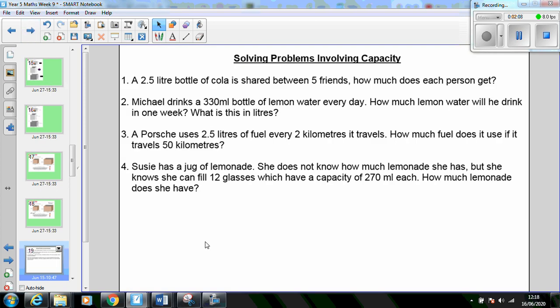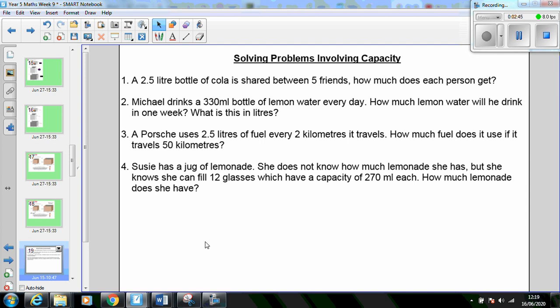Okay, so problems with capacity, and these ones are measured in millilitres and litres. Just read the questions carefully as to what they're wanting your answers to be given in. So for the first question, we've got 2.5 litres of Coke, and it's shared between 5 friends. How much does each person get? Question 2, Michael drinks 330 millilitres of lemon water every day. How much lemon water does he drink in 1 week? And it wants your answer for this in litres.